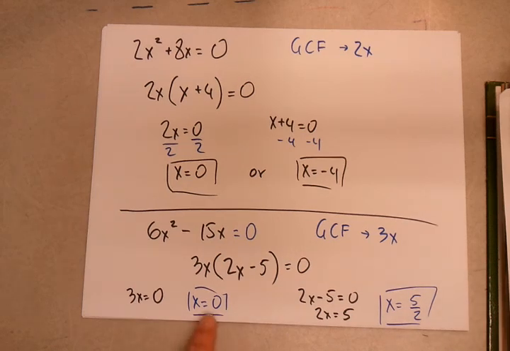So if I were to plug in either 0 or 5 over 2 into the original equation, I would get 0 as the final outcome of the statement. So these are my two roots, my two possibilities, my two solutions.